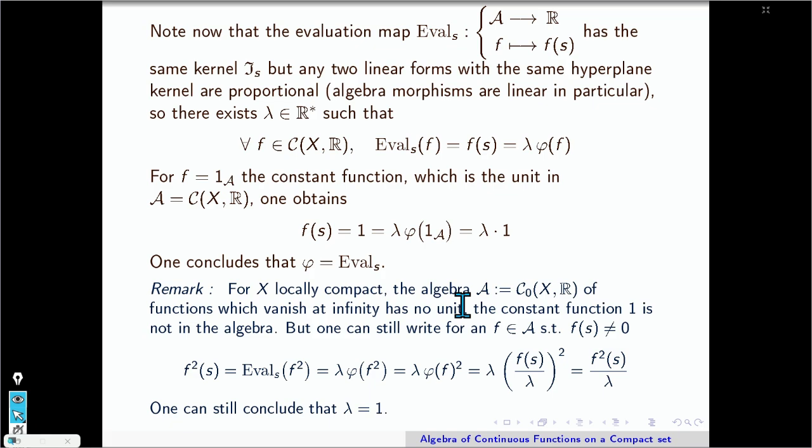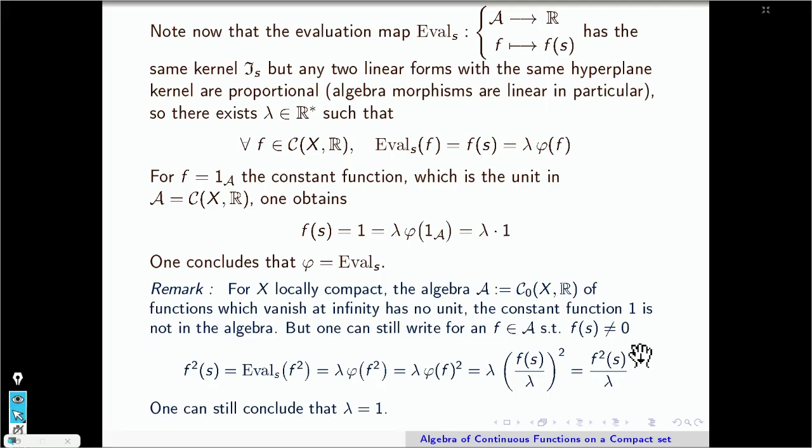So let me just give this example. If I have a space such that every point has a compact neighborhood, so it is called locally compact, I can consider the functions that vanish at infinity. What it means is that a function vanishes at infinity if for all epsilon strictly positive there exists a compact set such that outside of this compact set the function is smaller than epsilon. So this is an algebra, and it does not have a unit because the function constant at 1 does not vanish at infinity. And we can still prove that the proportionality coefficient is lambda.